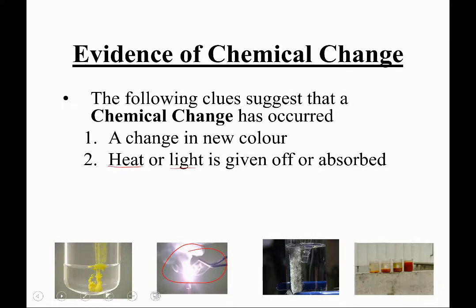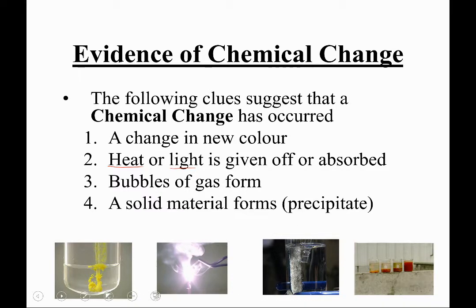If you get bubbles to form of a new gas, okay, so I'm not talking about boiling water here. There's this guy right here. If you put a piece of copper into silver nitrate, then you're going to get bubbles forming on the copper as a gas is given off. A solid material forms in a liquid, and that has a special word. It is called a precipitate.